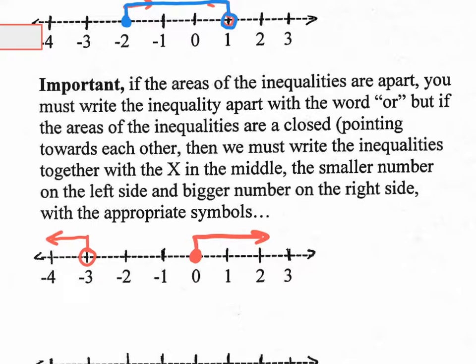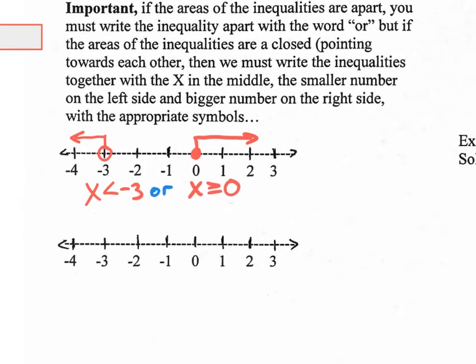That's going to be x is what? Less than -3, okay? And then we're going to put the word or, and then let's do the other one. What does the other one say? X is greater than or equal to 0. And notice I put the solid line because that's a solid dot. So if the areas are apart, you're going to write two inequalities separate with the word or, okay?